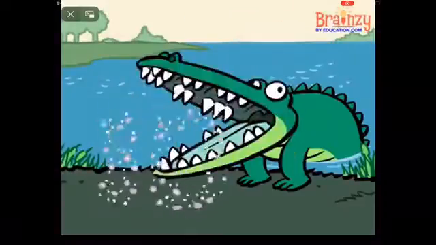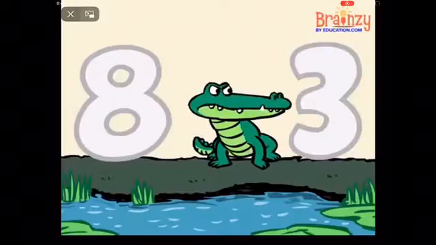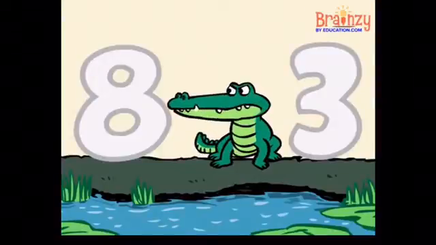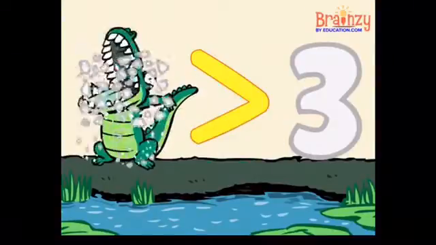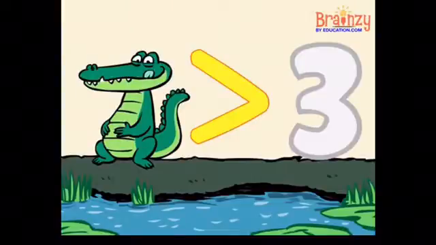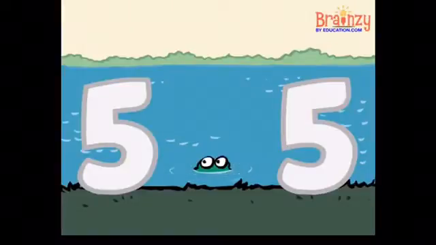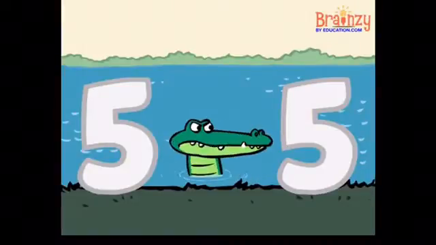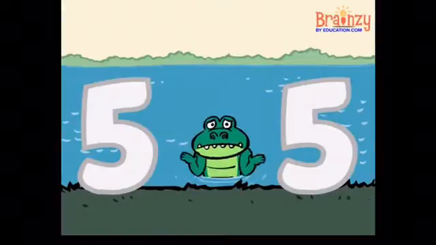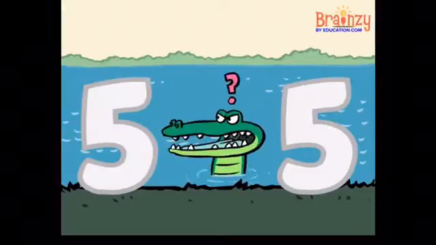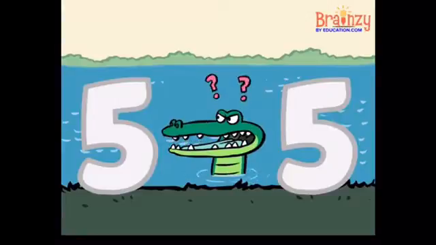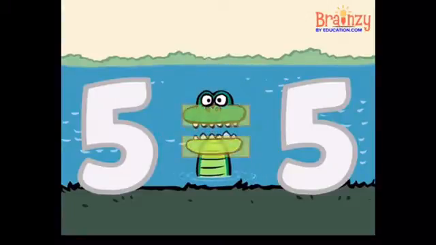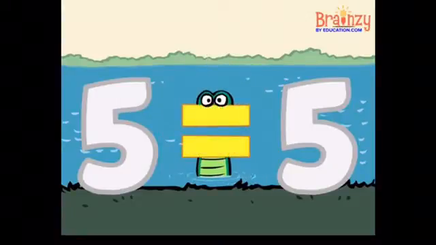The hungry number gator lives in the swamp and likes to gobble up big numbers. Whenever he has the choice between two numbers, he always opens his mouth toward the bigger one. If two numbers are the same, he can't decide which one to eat, so he opens his mouth to the front and becomes an equal sign. This is the equal sign.